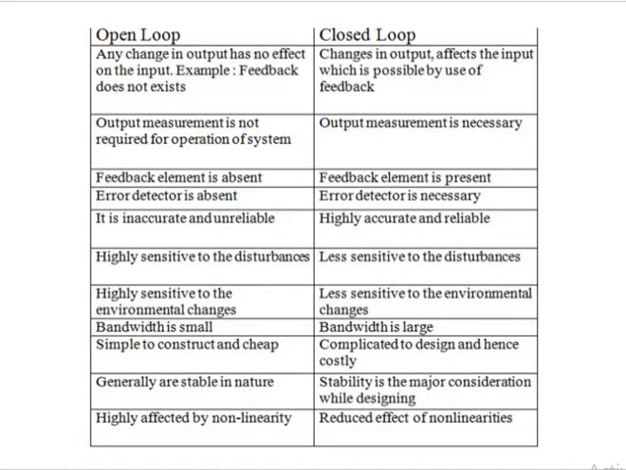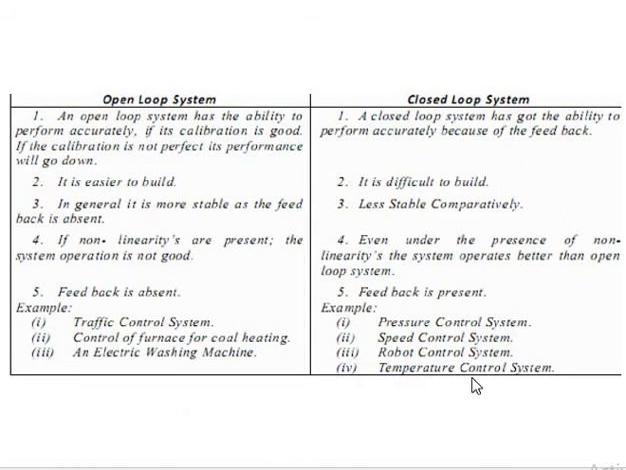Now we will see another best example and what is the main difference. So an open loop system has the ability to perform accurately, okay, and calibration is good. There is no doubt the calibration is good compared to closed loop system, okay, and we cannot give good performance comparatively, whereas in closed loop system the performance is very good. Open loop control systems we can build easily, but closed loop systems we cannot build easily. It is very complicated to construct and design everything. Generally it is more stable and there is no feedback element.